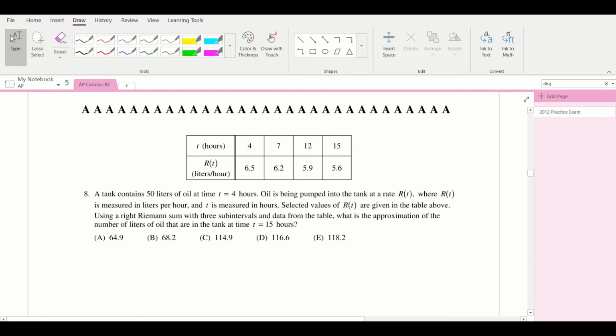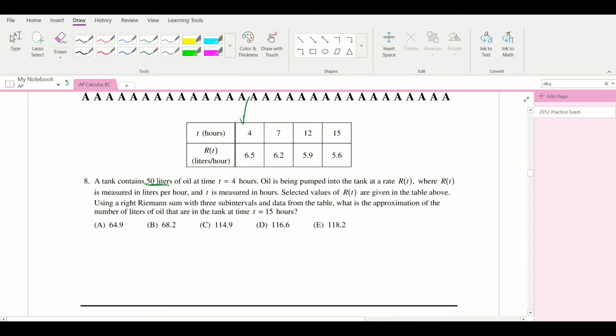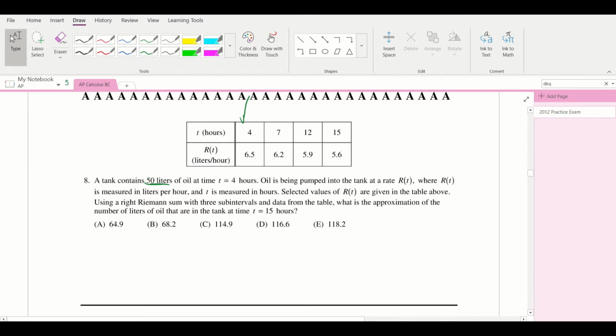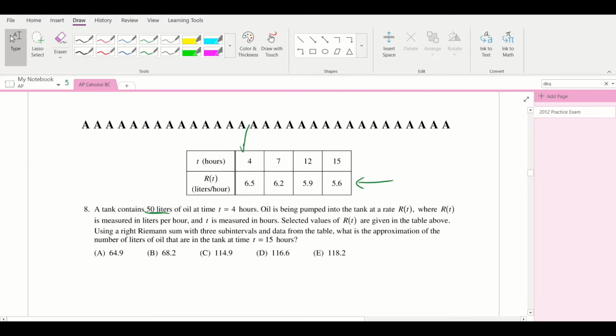All right. So a tank contains 50 liters of oil at the start. And now you want to use the Riemann sums. I don't know how to pronounce it. Right, Riemann sums. So since these are the liters per hour, to find the liters, you just take the area under the curve, right?